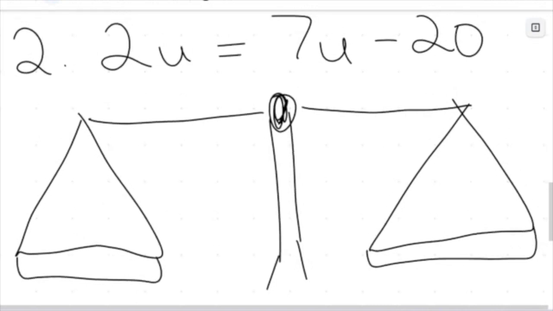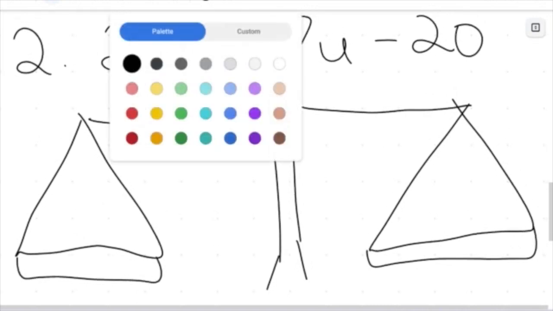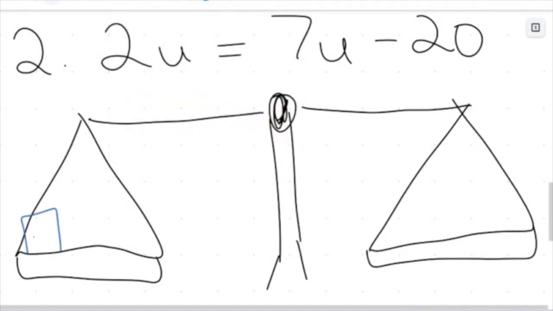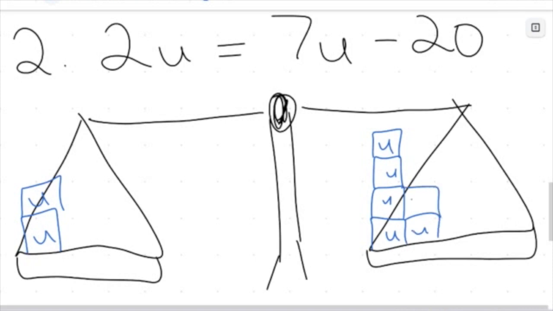Now, I have 2u here. Let me draw this in a darker color actually. So these are my 2 boxes of u. I have 1, 2, 3, 4, 5, 6, 7. Now I want to think about, what does negative 20 mean? What does that mean for our imbalance here?